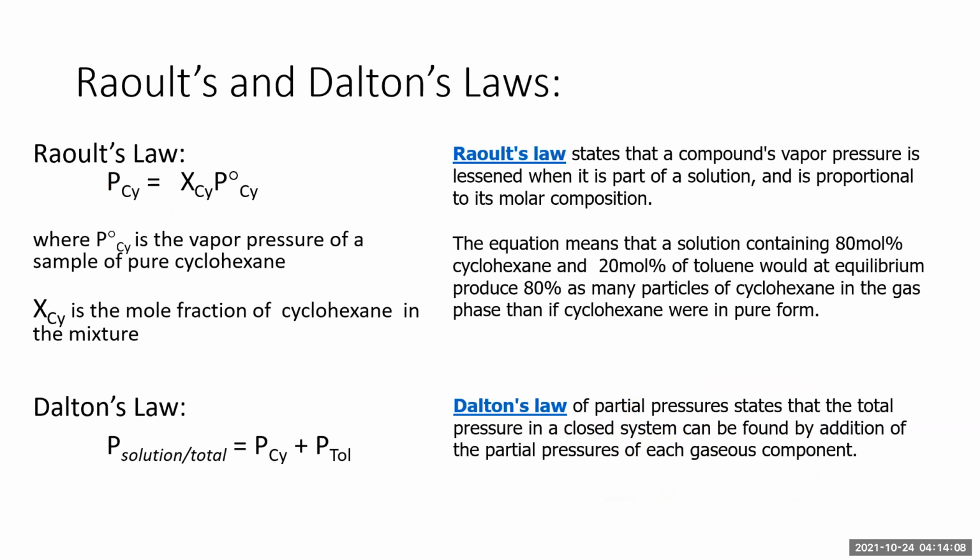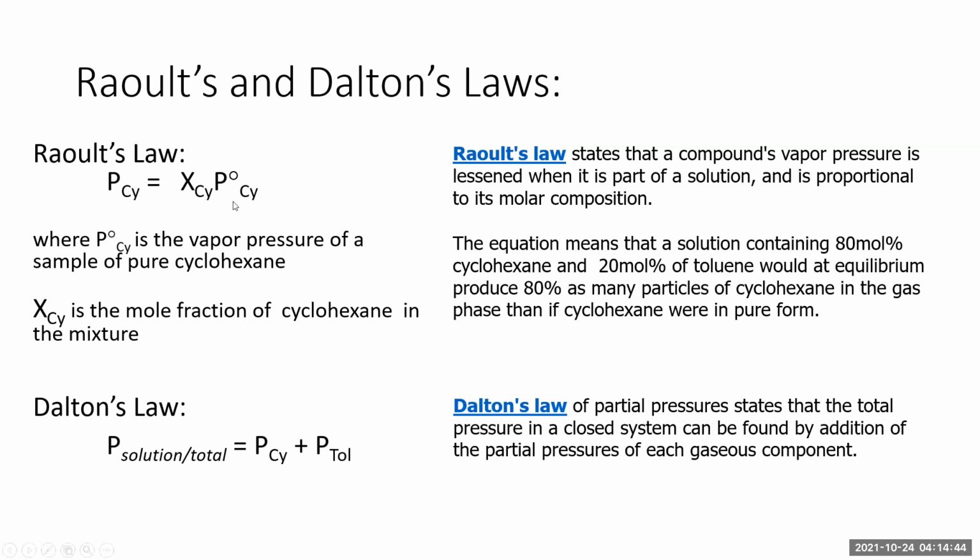Okay, so in order to understand the theory, we need to review some laws, specifically Raoult's law and Dalton's law. Raoult's law states that a compound's vapor pressure is lessened when it is part of a solution and is proportional to its molar composition. So if we look over here, I've written this out for cyclohexane, which is one of the two components in the solution that we're going to use of cyclohexane and toluene when we do our fractional and simple distillations.